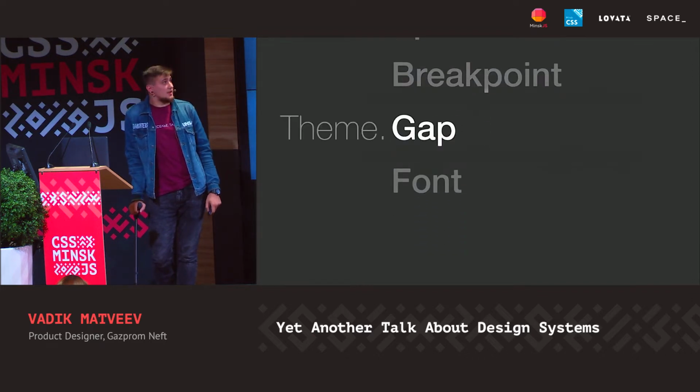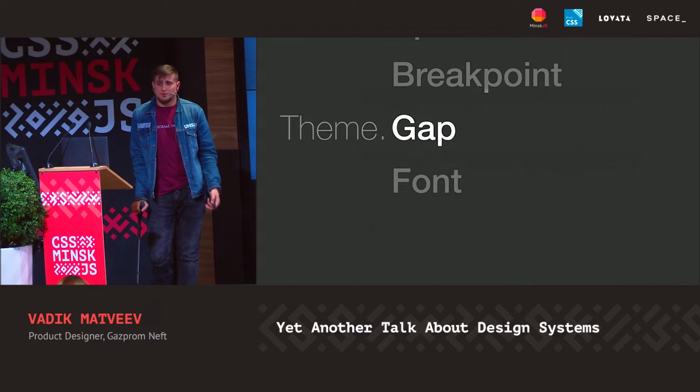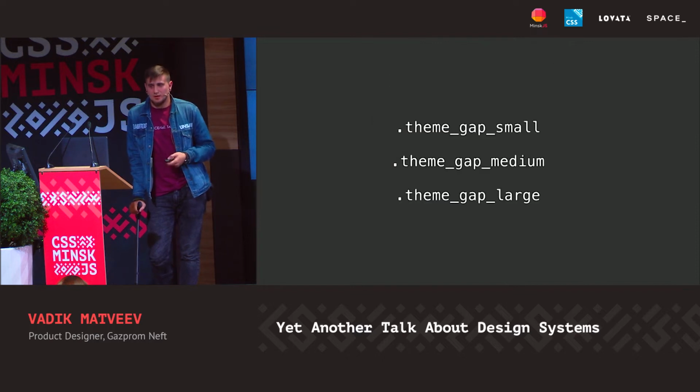The next modifier is gap. This is for system indents in layouts. Another modifier for indents and spaces. What for? To divide and conquer. We want to have the opportunity to rule global indents in layout and grids. So we have 3 modifiers for gap: small, medium, and large.